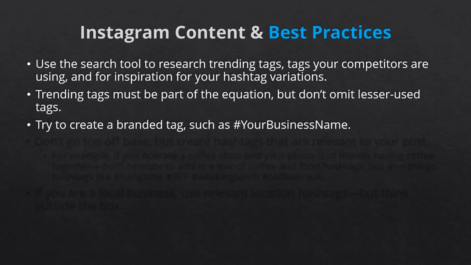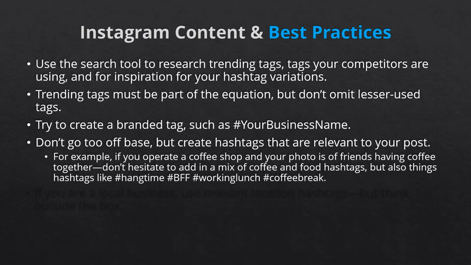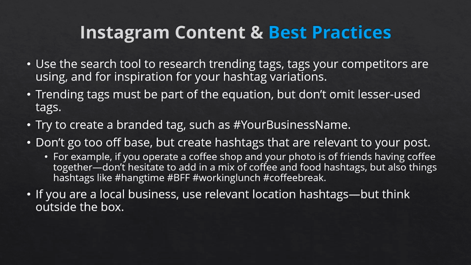Don't go too off base, but create hashtags that are relevant to your post. For example, if you operate a coffee shop and your photo is of friends having coffee together, don't hesitate to add in a mix of coffee and food hashtags, but also other hashtags like hang time, BFF, working lunch, or coffee break. If you're a local business, use relevant location hashtags, but think outside the box. For example, not just your city and state, but maybe your county, local attractions, local university, city nicknames. Chicago could be hashtag Chi-Town, hashtag Windy City, hashtag Chicagoland, or hashtag MagMile.